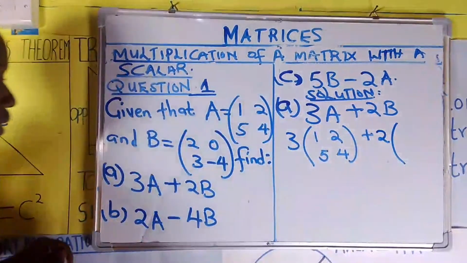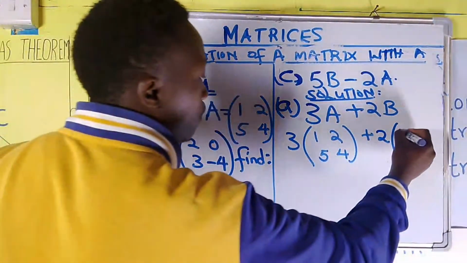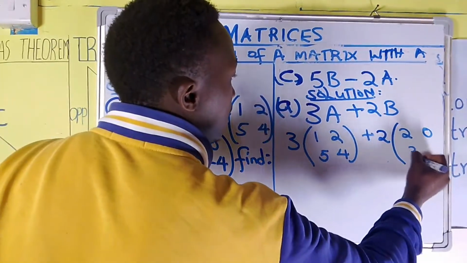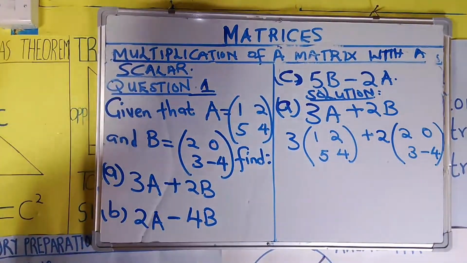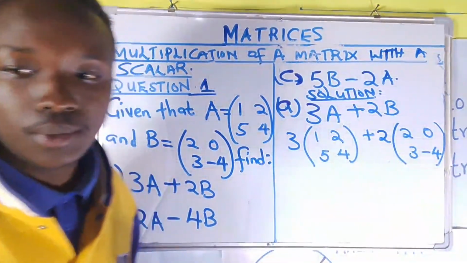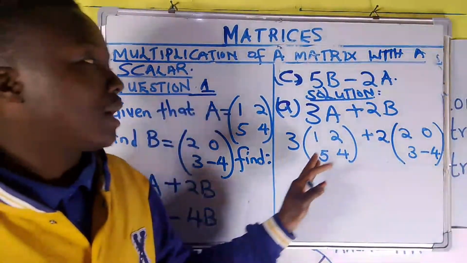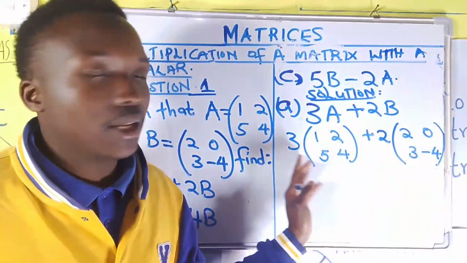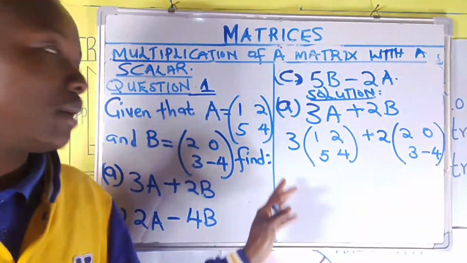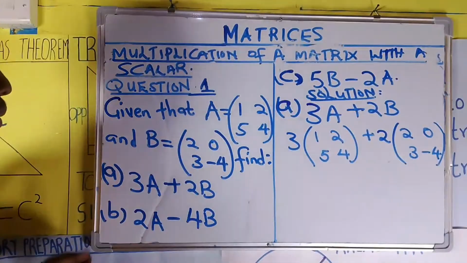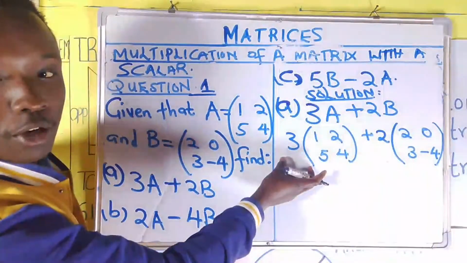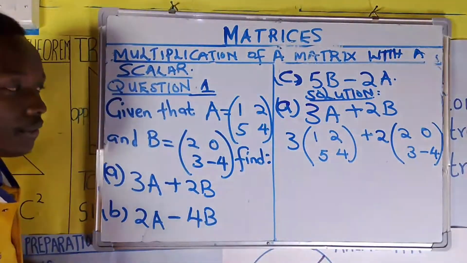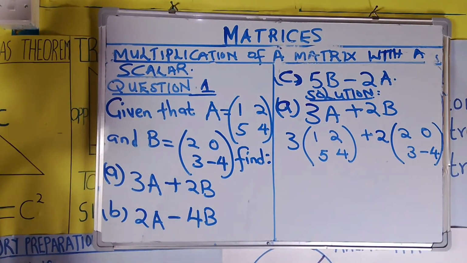Then our B is 2, 0, 3, negative 4. That is how we are going to write it down. So what we are going to do, we first work out the scalars, because you cannot add first before you multiply by the scalar. For us to multiply a matrix with a scalar, we multiply all the elements of the matrix.